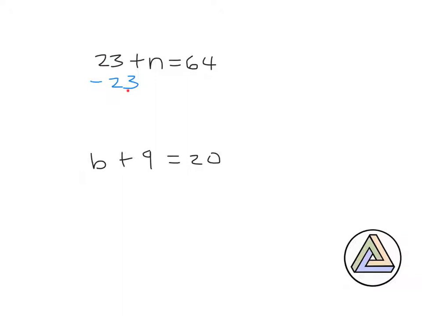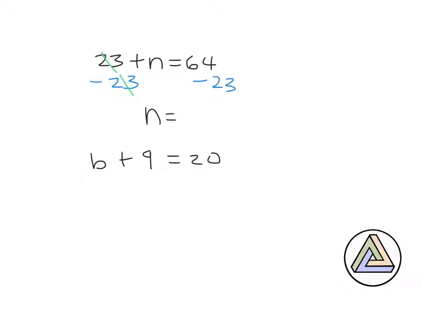that 23. Now, in algebra, you're not allowed to do one thing to one side of the equal sign without doing the same thing to the other side of the equal sign. So we're going to have minus 23 right there. Now, once again, the whole point of subtracting 23 from both sides is to cancel those out, and then you end up with n equals 64 minus 23.